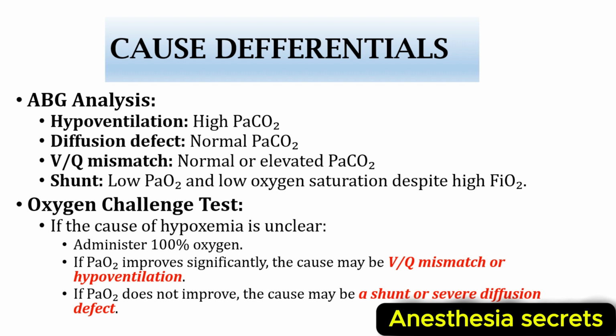For example, ABG analysis helps to determine whether the hypoxemia is caused by hypoventilation, when the PaCO2 is high. For the diffusion defect, you will have a normal PaCO2. V/Q mismatch, you will have normal or elevated PaCO2. About the shunt, low PaCO2 and low oxygen saturation despite high FiO2.